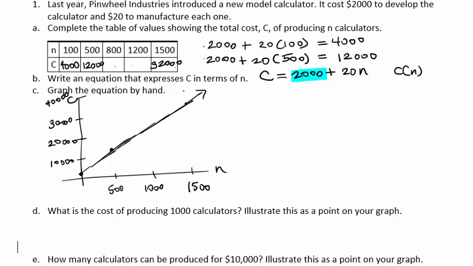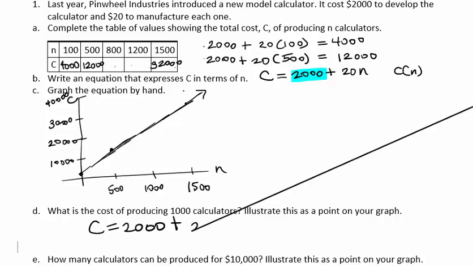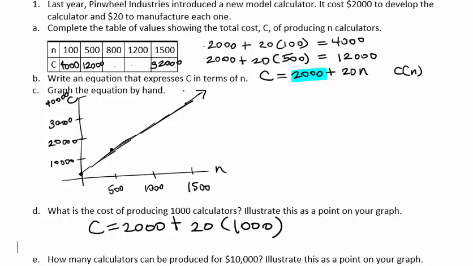Okay, part D, what is the cost of producing 1,000 calculators? So we can use our formula. C is equal to 2,000 plus 20 and substitute 1,000 for N, and we get 22,000, and that's in dollars. It says illustrate the point on the graph, so if I go over to 1,000 on the N axis and go up to the graph, you can see how this C value should be around 22,000.